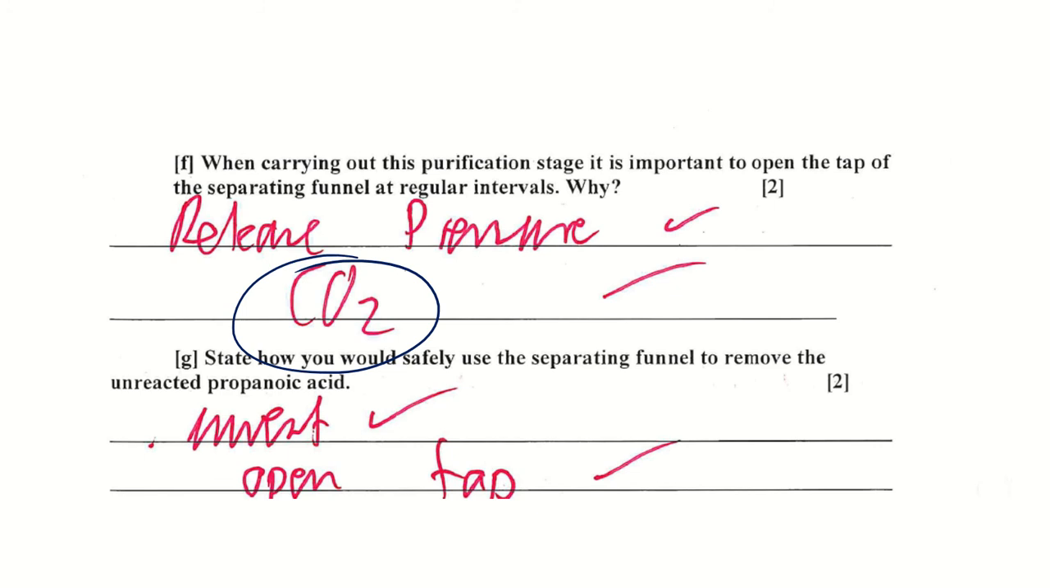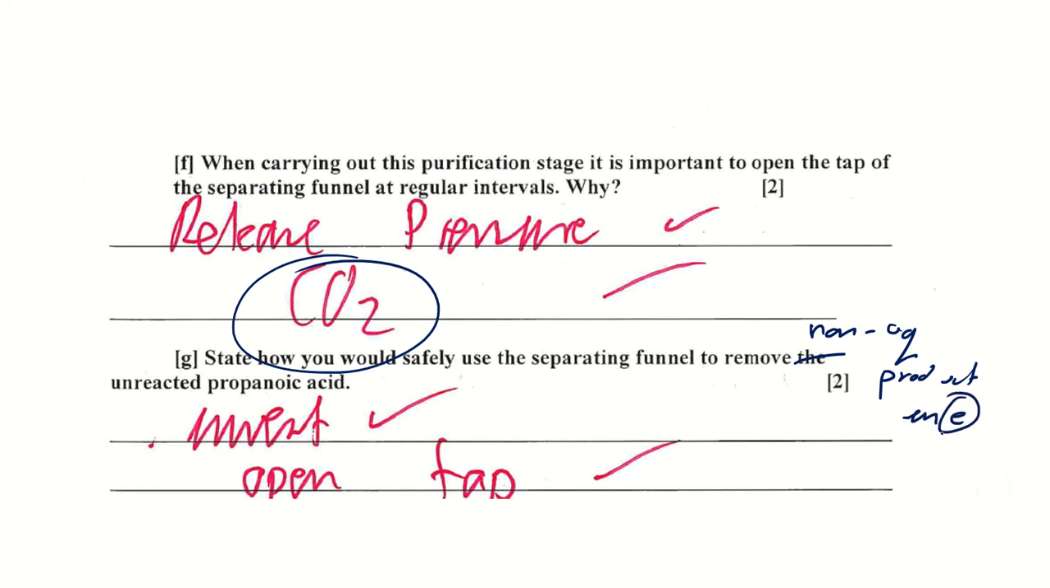Next question was, how would you safely, from the separating funnel, remove the unreacted propanoic acid? Yes, sorry, so part G has actually been changed. It has been changed and is now worded as how you would remove the non-aqueous product from the previous reaction in E.